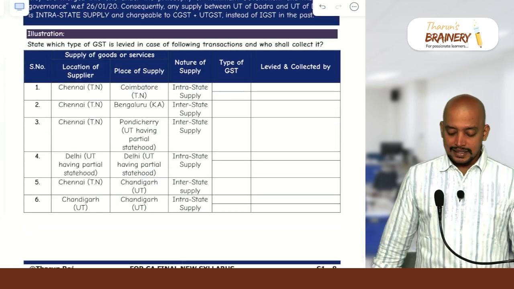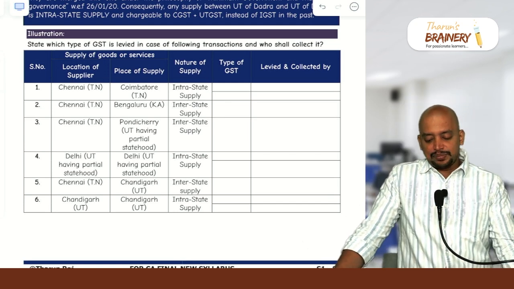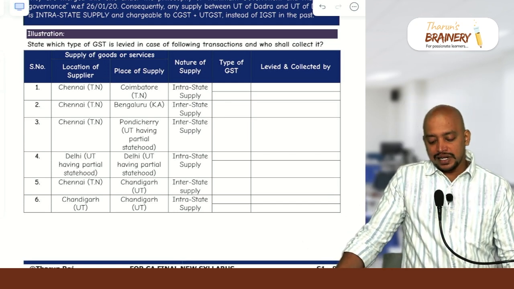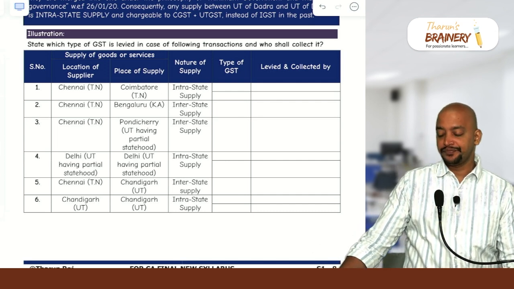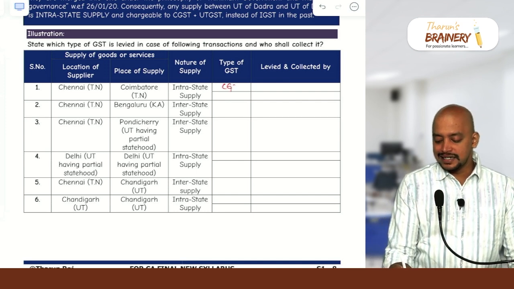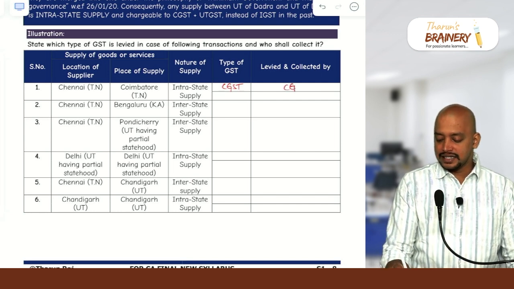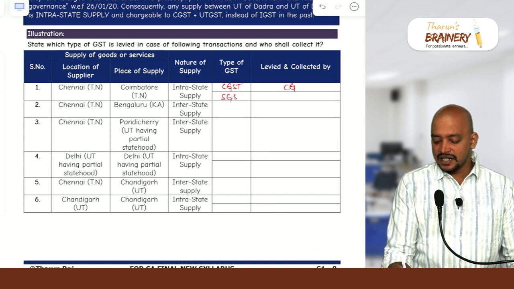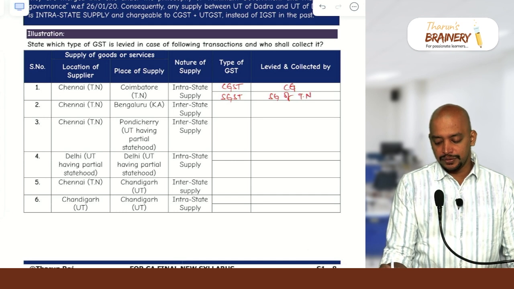Then next, below, supplier location is Chennai, place of supply Coimbatore, Tamil Nadu. Nature of supply, intra-state supply. What is the type of GST? CGST, SGST. CGST is levied and collected by the central government, and SGST is levied and collected by which government? State government of Tamil Nadu.